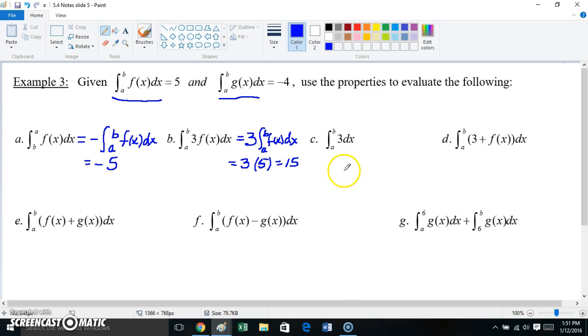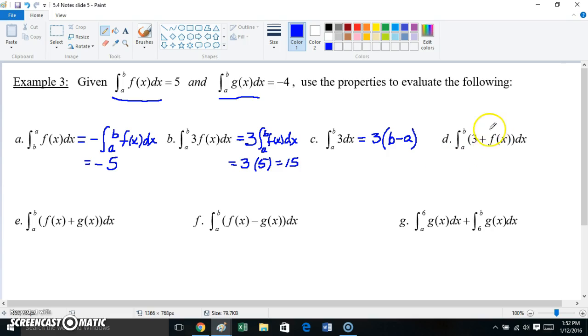C says the integral from a to b of 3 dx. There is no f of x or g of x reference in this integrand. This is the integral of a constant. The integral of a constant is just 3 times b minus a. Since they didn't give me values for b and a, I'm going to have to leave it in that expression form.